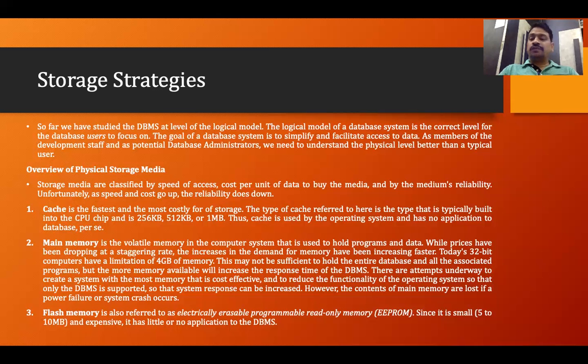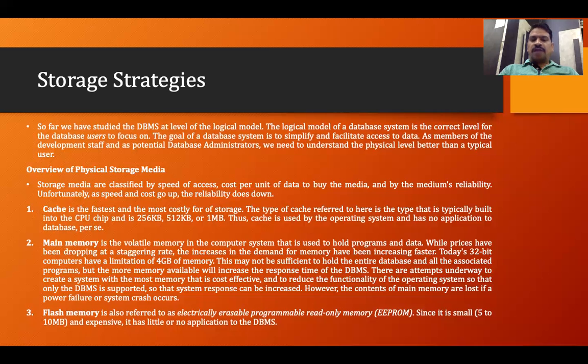after registers. But here, whatever we are listing from that particular list, cache memory has the highest storage access speed, meaning we can access the data as quickly as possible. So cache is the fastest and the most costly for the storage.